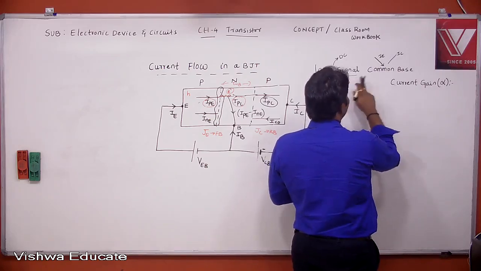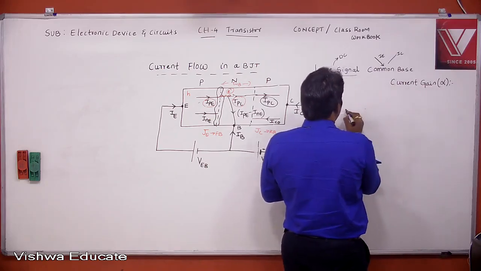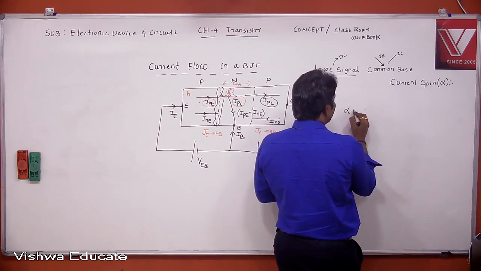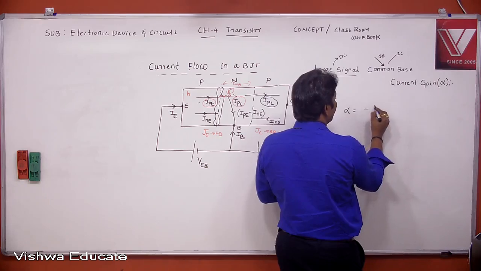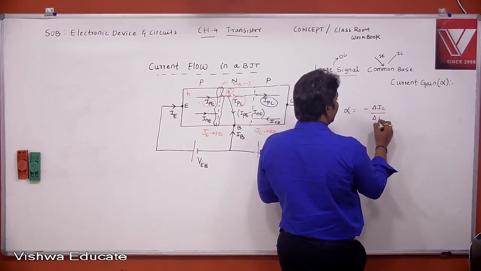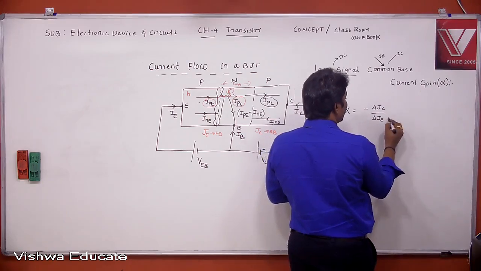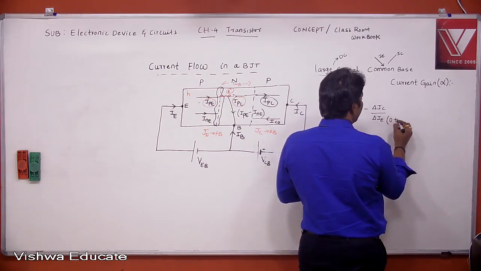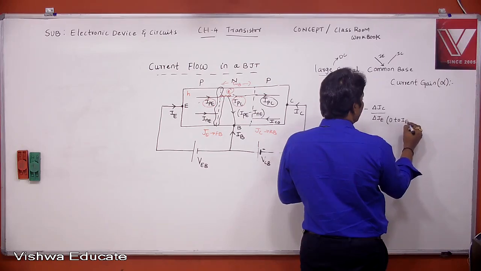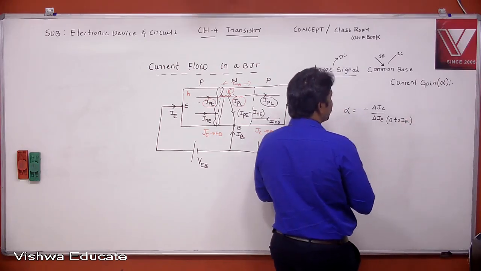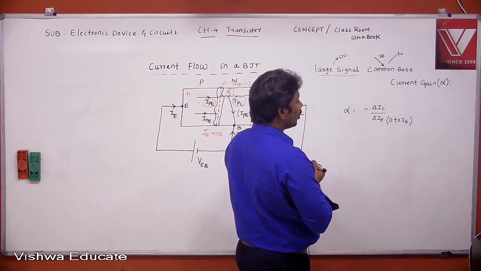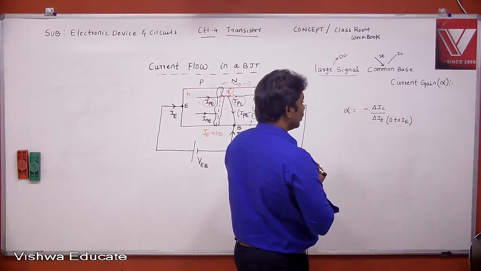What is the large signal common base current gain? It is the ratio of the negative of the change in collector current to the change in emitter current. The emitter current changes from 0 to I. This is the large signal common base current gain.